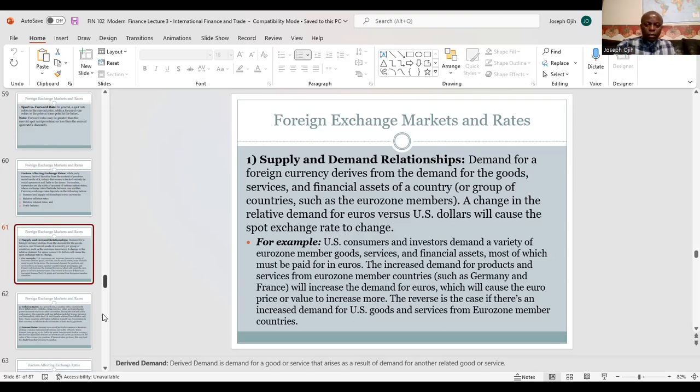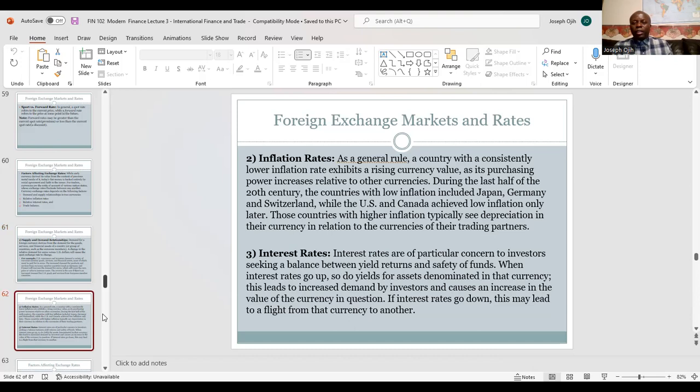Okay. Now, next one is inflation. As a general rule, a country with a consistently lower inflation rate exhibits a rising currency value. Why? Because if it has low inflation, then the purchasing power of its currency will increase relative to other currencies, of course. So countries that have high inflation have currencies with less purchasing power.